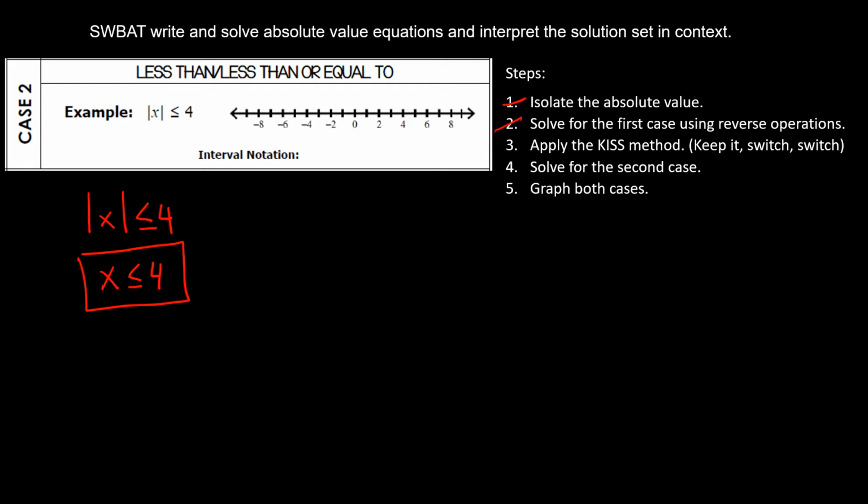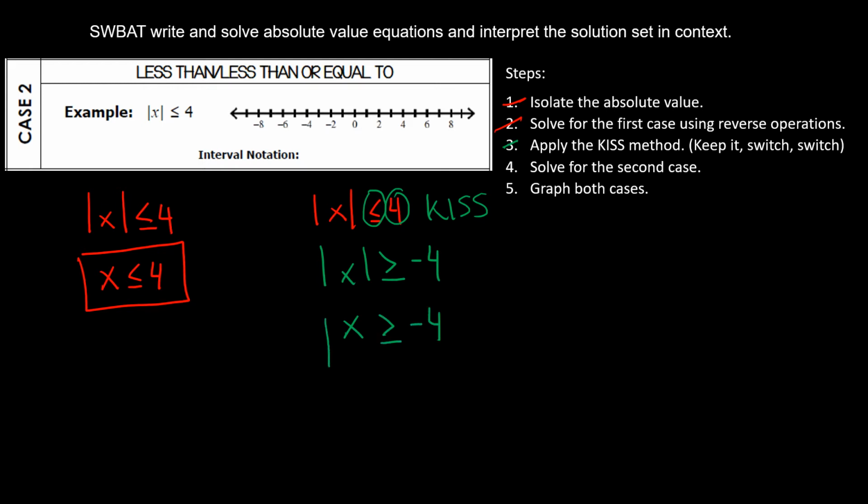Next, we're going to apply the KISS method here. So when we say the absolute value of x is less than or equal to 4, when we apply the KISS method, we're going to switch the inequality and switch the 4. So we're going to see this as the absolute value of x is greater than or equal to -4. So now we've done that, we're going to go ahead and drop the absolute values. We get x is greater than or equal to -4, and we're done there.